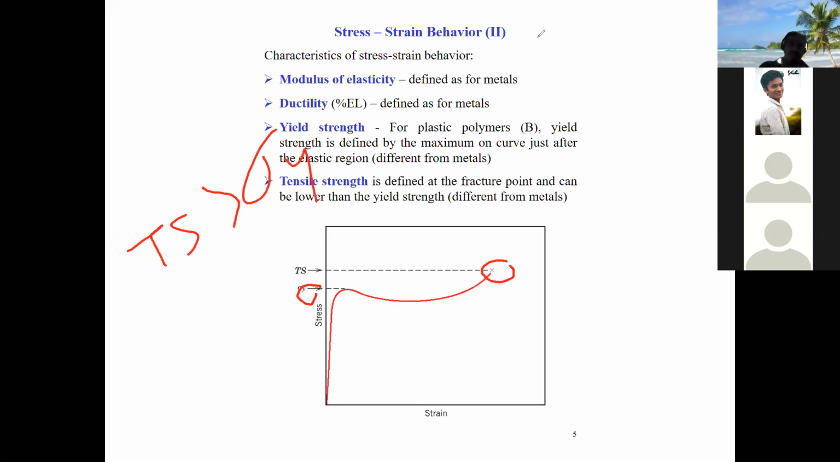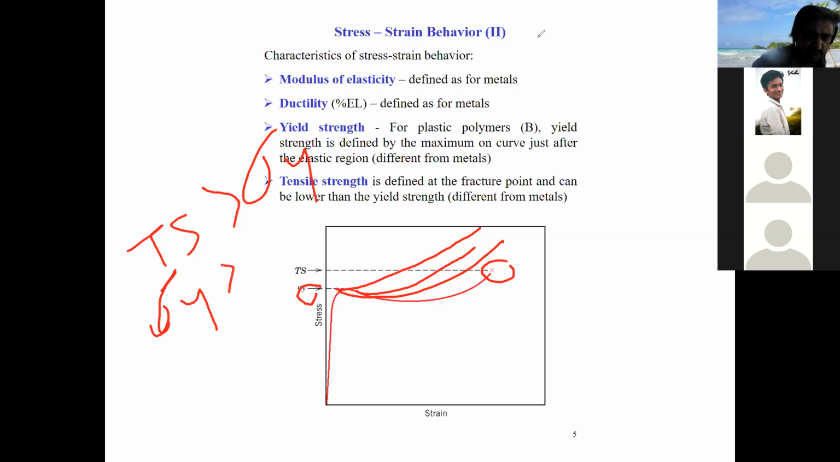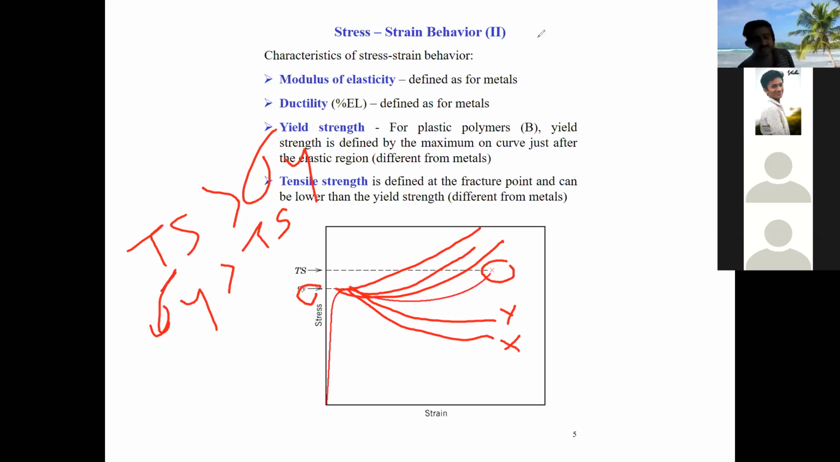So your graph may be like this, right? And in some materials, your yield strength is much greater than your tensile strength. That may be the case. Maybe it may be like this. This is your tensile strength, basically. We'll see some examples for this.